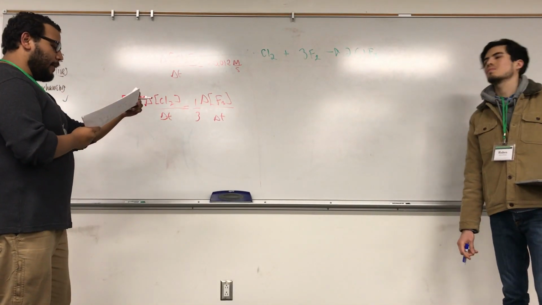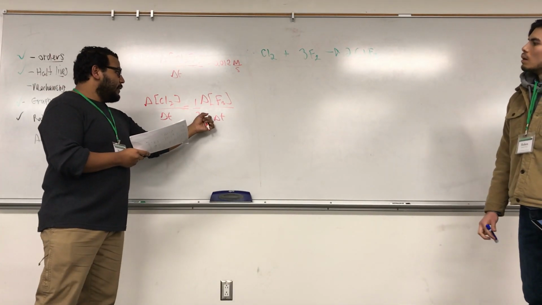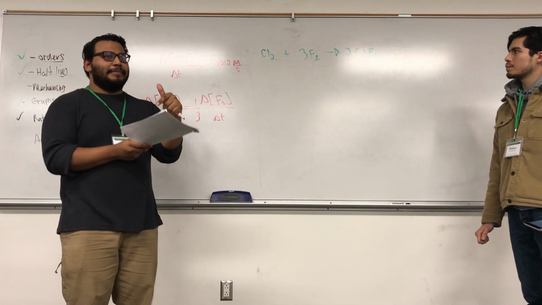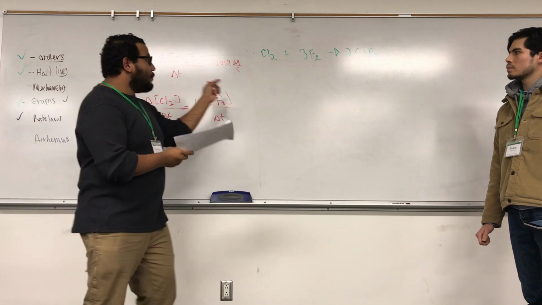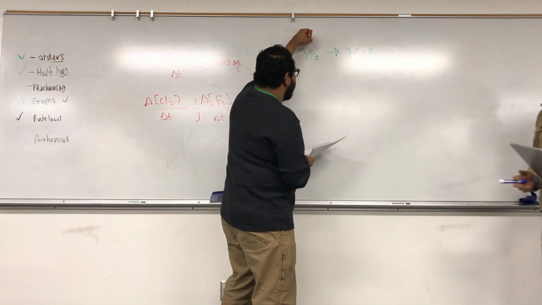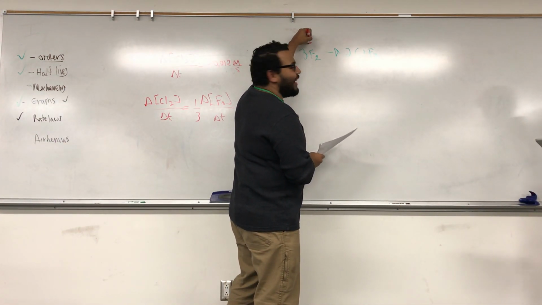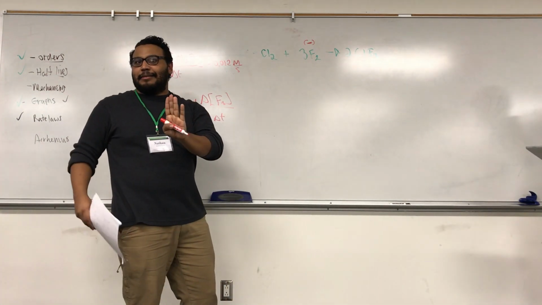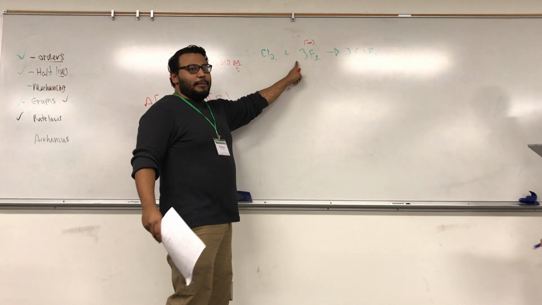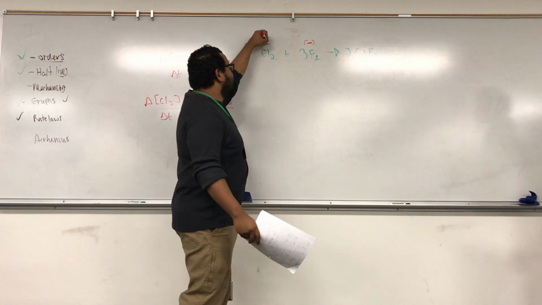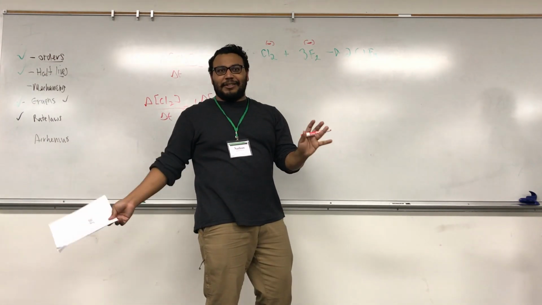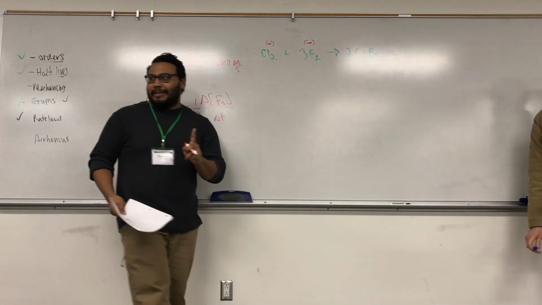So that means the rate of the reaction is positive. The rate of an individual species, meaning this one, is always going to be negative. So she said my answer should be negative for this one, which is true, right? Because they're both losing. This one should be positive. But I'm saying the overall reaction rate should be positive. That's my point.